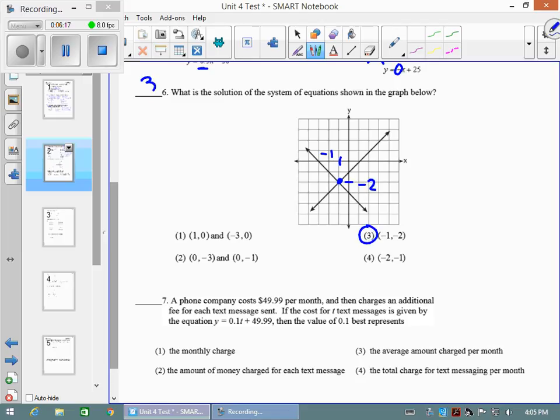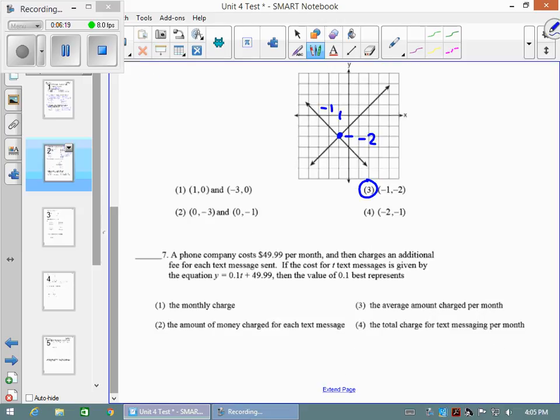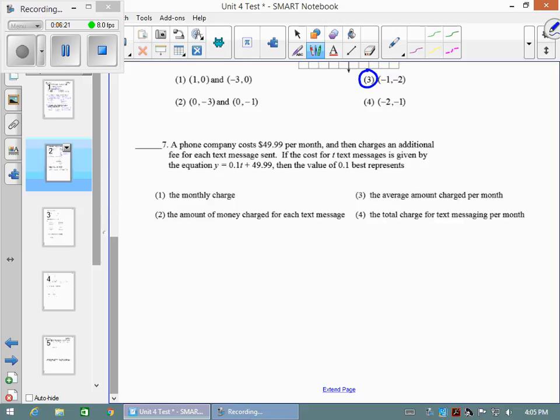For 4, I'm told the phone company charges $49.99 per month, and then an additional fee for every text message sent. The cost T for text message is given by this equation. What would the value of 0.1 best represent? So this is my slope. They just told me that T is my text messages sent, so 0.1 is being multiplied by the amount of text messages. So this would represent the amount of money charged for every individual text message.